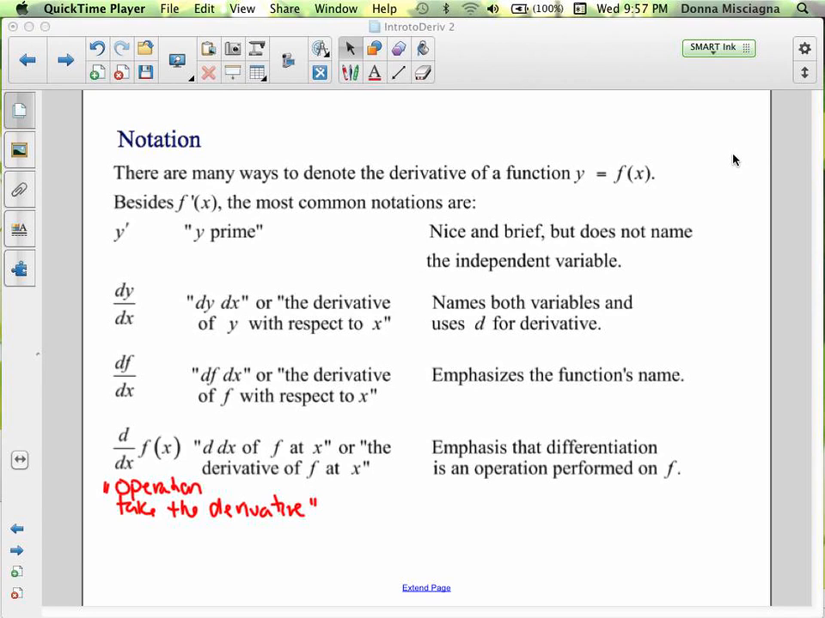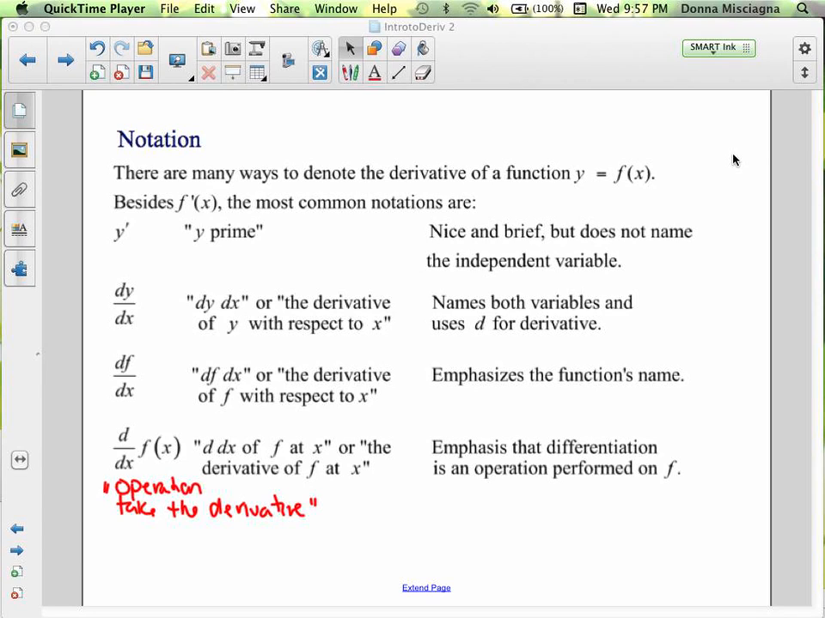A little more formal, dy dx. So dy dx is how it's read. It's the derivative of y with respect to x. We're going to use dy dx a lot. It names both variables and uses d for derivative. So I've been just using f prime of x to introduce you to that one. I'm going to start using dy dx more.